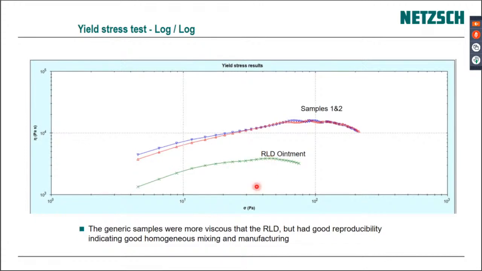So you can see here that the good thing is that the new drug that we're developing has a good reproducibility. The two different sample loadings have very reproducible results, which indicates good homogeneity. And that means that it's been a good mixing, good manufacturing process, but maybe a little bit overly viscous, too much yield stress here.